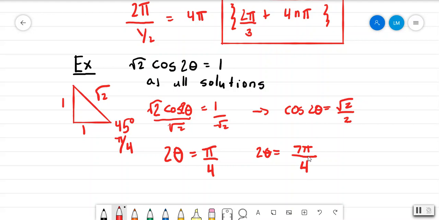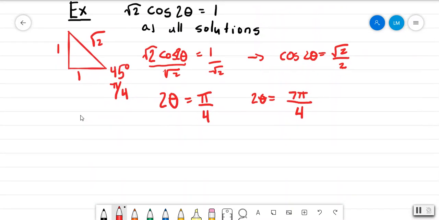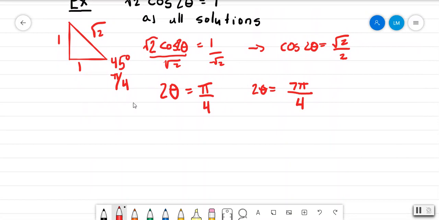Now, note that if we go ahead and solve this, that's going to give us that theta is equal to pi over 8, and we also have that that's going to be 7 pi over 8.